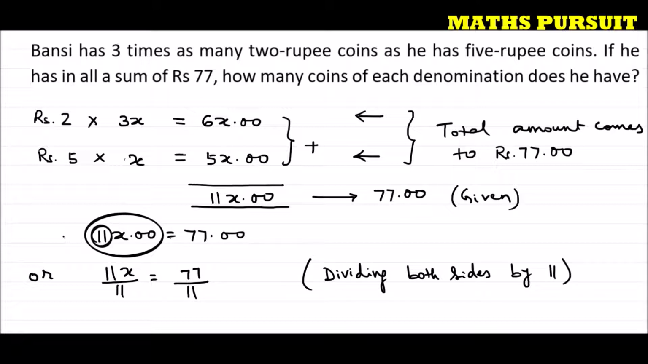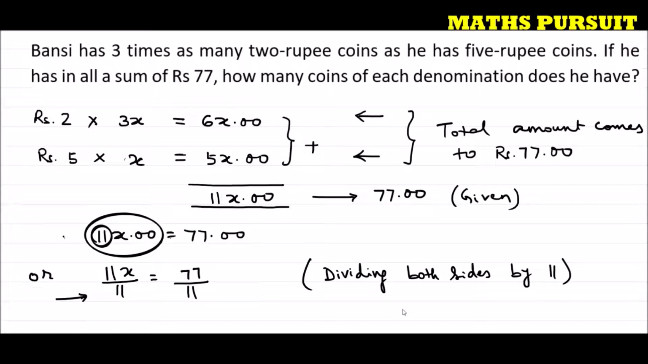If we can remove this 11, then only we can find out the value of x. So in order to remove this 11, I need to divide with 11. If I can divide with 11, then only I can remove this 11. So if I am dividing with 11 to the left side of this equation, then definitely I should divide with 11 to the right side of this equation. For that reason, I am dividing both the sides by 11.